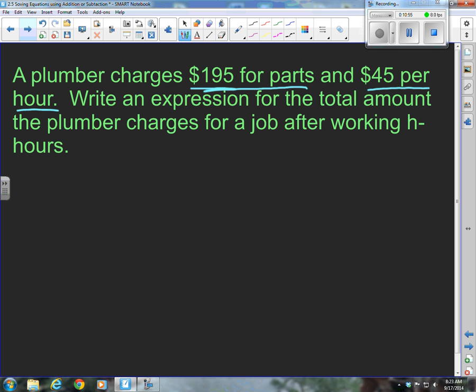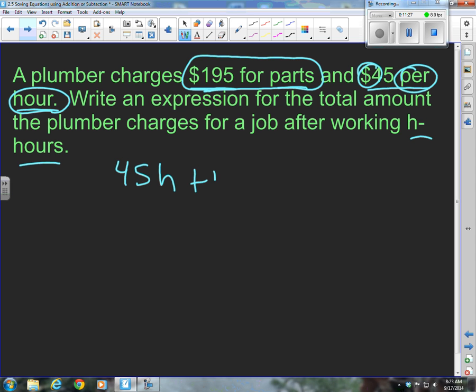Well, what is this word, per? What does that mean? It's a rate. It tells you rates are multiplied to something. What is this one multiplied to? Well, dollars are multiplied to hours. Per is like a product. It's a rate, but it's like a product. It's telling you to multiply. Okay? So h here represents hours. So what I'm going to do with the 45 and the h, I'm going to multiply them together. Then I'm going to add whatever he charges for parts, and I'm finished.